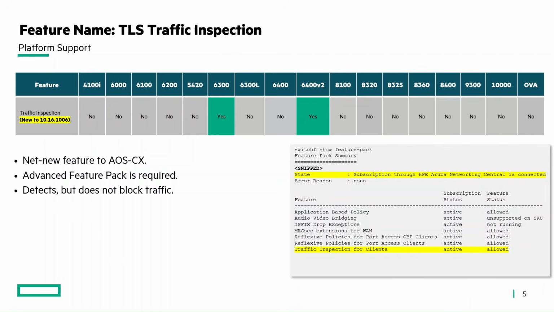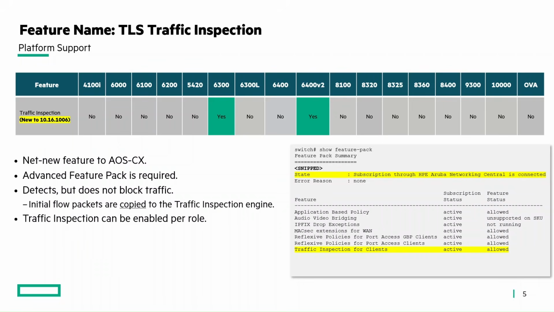Again, we only detect, we do not block any traffic. The initial flow packets are copied to the traffic inspection engine, again, so we don't drop any packets on the wire. Traffic inspection can be enabled per role. VSF and VSX is supported because Suricata runs independently on each individual switch. Inspection is only enabled on edge ports.